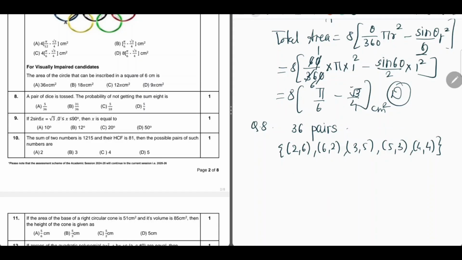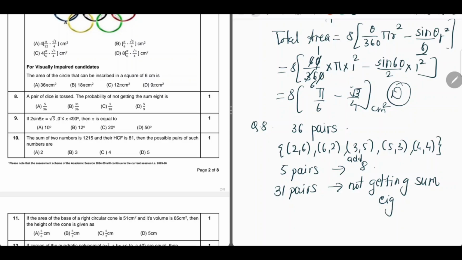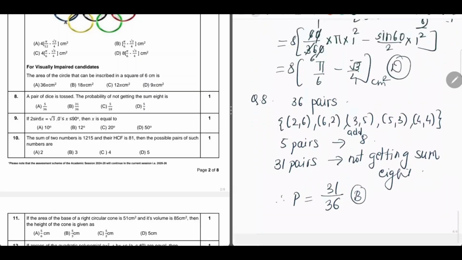I want the probability of not getting it. Since 5 pairs give the addition 8, 31 pairs are not getting sum 8. So the probability is equal to 31 upon 36. That is B. Question number 9.